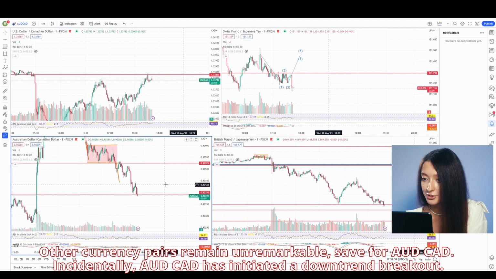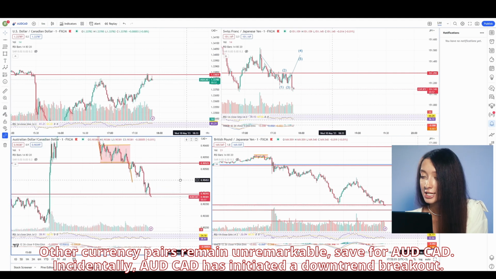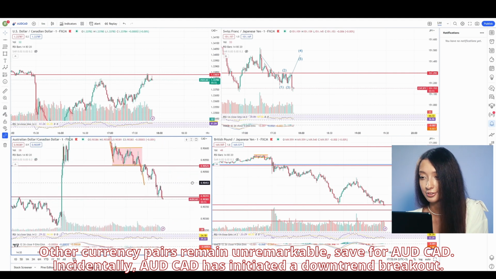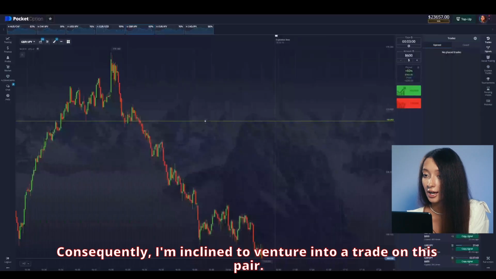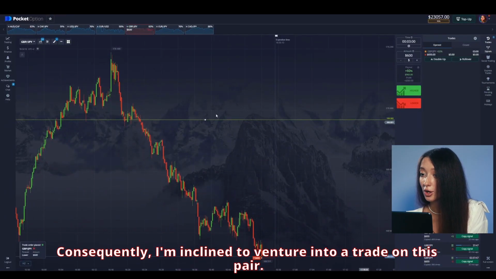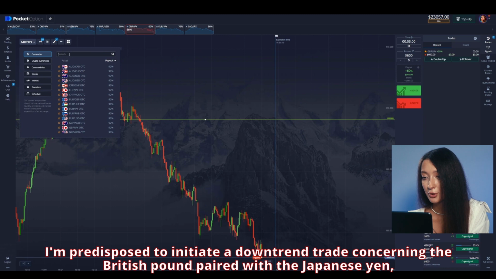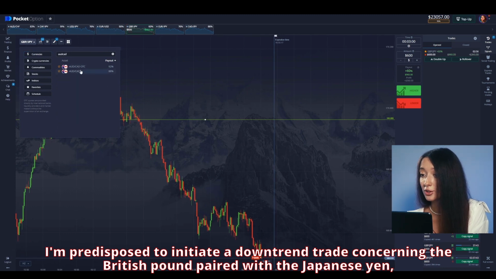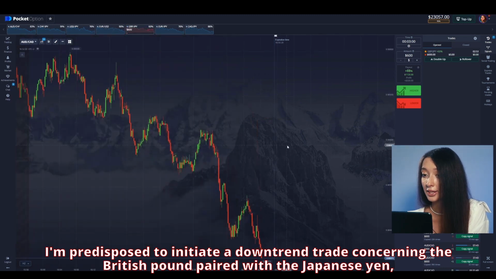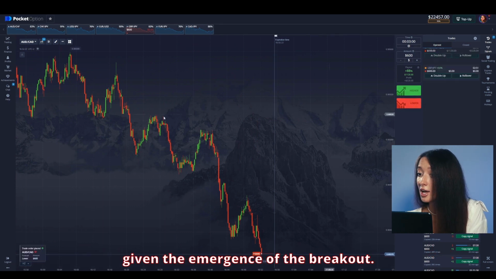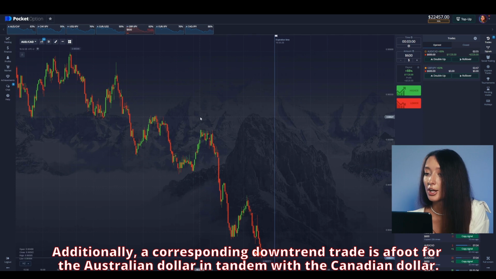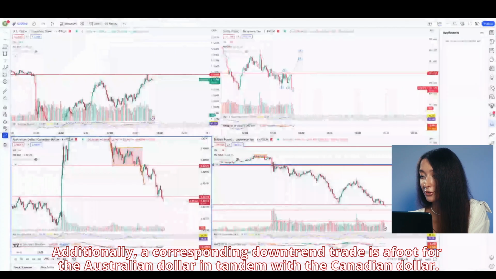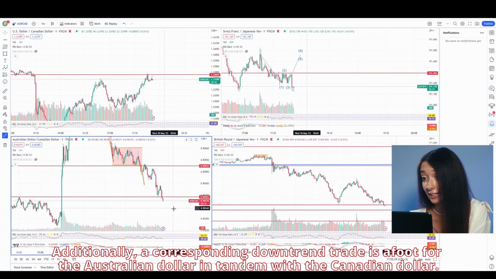Other currency pairs remain unremarkable, save for AUD and CAD. Incidentally, AUD/CAD has initiated a downtrend breakout. Consequently, I'm inclined to venture into a trade on this pair. I'm predisposed to initiate a downtrend trade on the British pound paired with the Japanese yen, given the emergence of the breakout. Additionally, a corresponding downtrend trade is offered for the Australian dollar in tandem with the Canadian dollar.